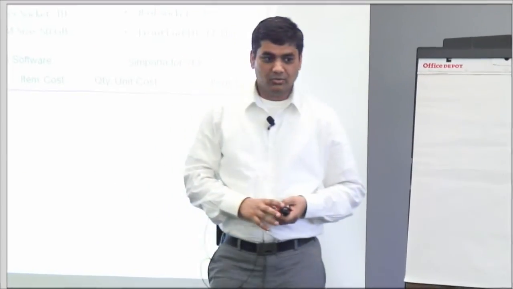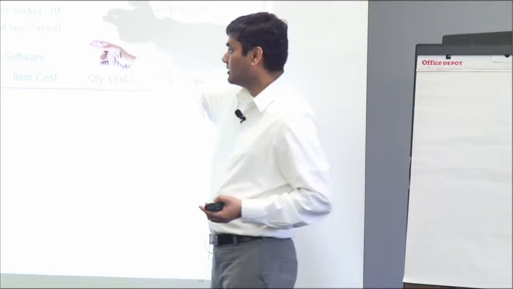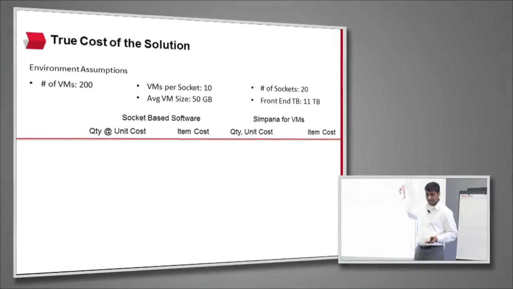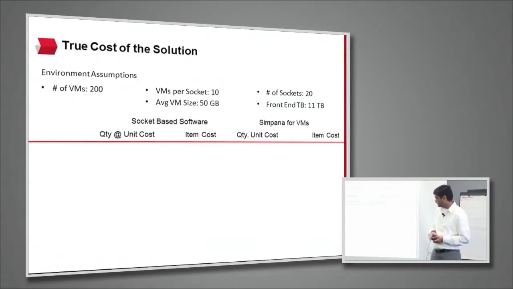Let's say an example of 200 VMs, and I need to manage an environment of 200 VMs. I'm probably looking at 10 VMs per socket, so I need about 20 sockets to run that infrastructure. From a capacity perspective, I assume what we've seen by far, which translates to about 10 terabytes. I've bumped it up to 11 terabytes.